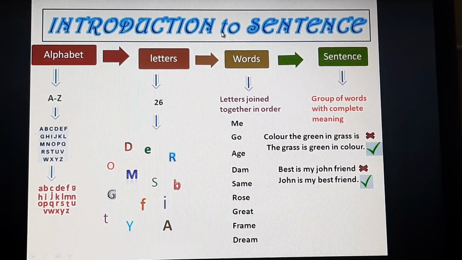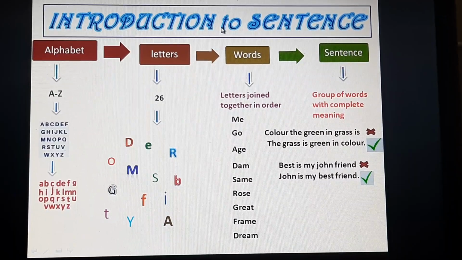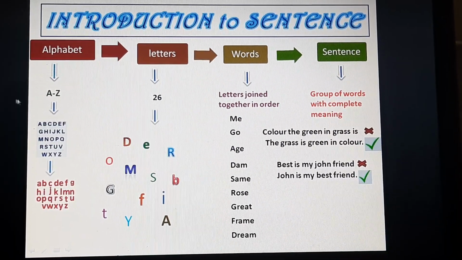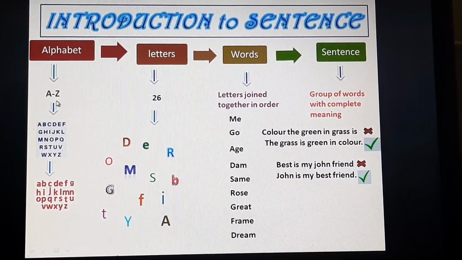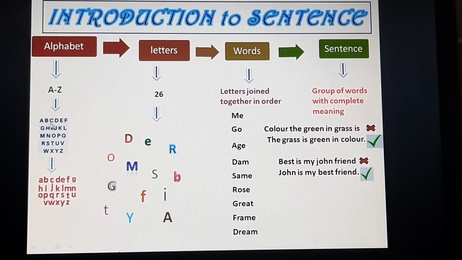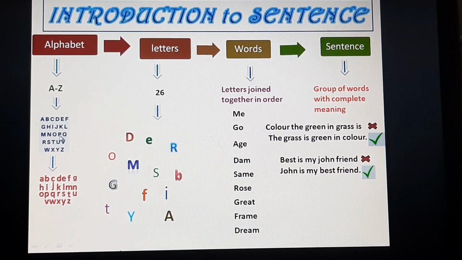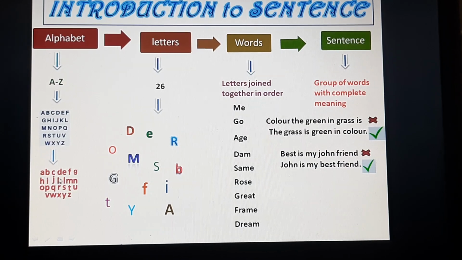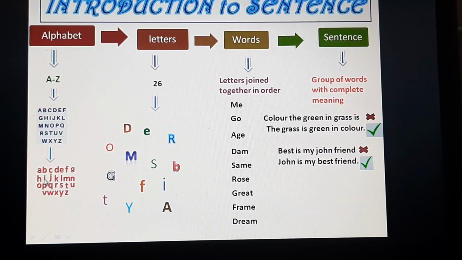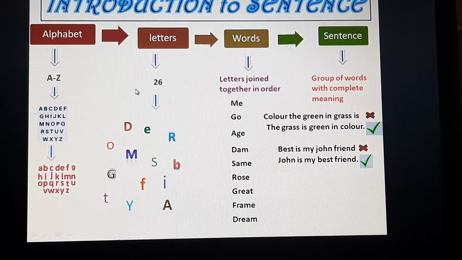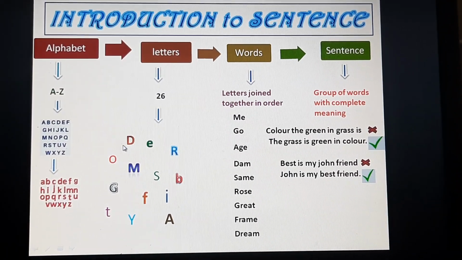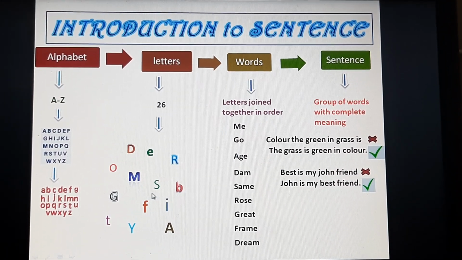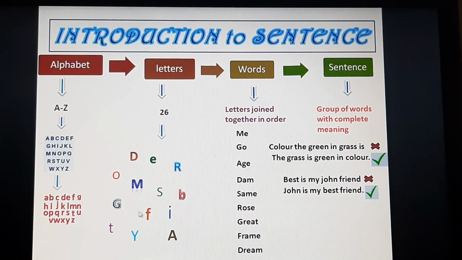The English language is made up of the English alphabet A to Z, which is in a fixed order. There is no change in the order. That's why it's called the alphabet. Now, the English alphabet has 26 letters. Each one is called a letter. I have some here for you at random.